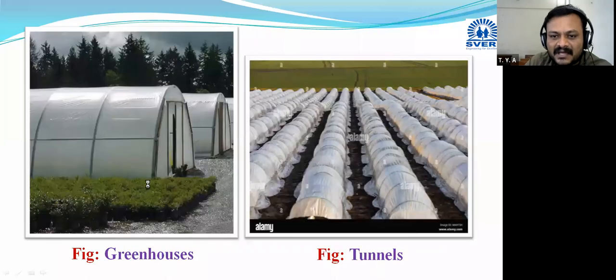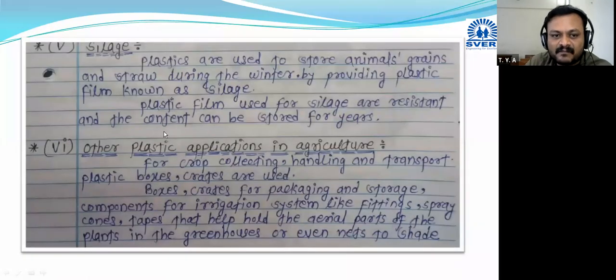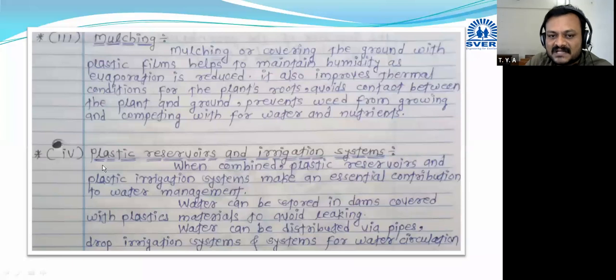Then the next application is silage. Before silage, there are plastic reservoirs and irrigation systems. Plastic reservoirs means different tanks where we are storing water, whichever equipment we are using to store the water for doing our farming effectively.